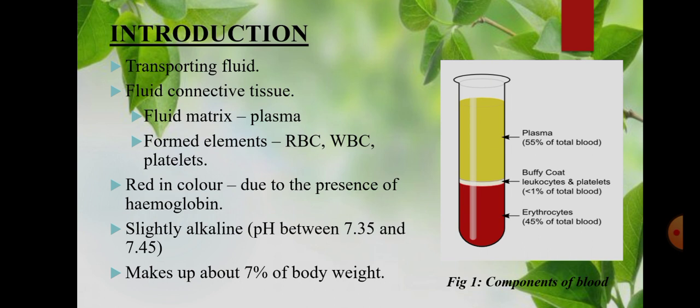Now, let us discuss some basic facts regarding blood. As we all know, blood is a transporting fluid because oxygen, nutrients, and hormones are all transported through various parts of the body. And the second point is that it is a fluid connective tissue. Fluid connective tissue means the matrix will be fluid.